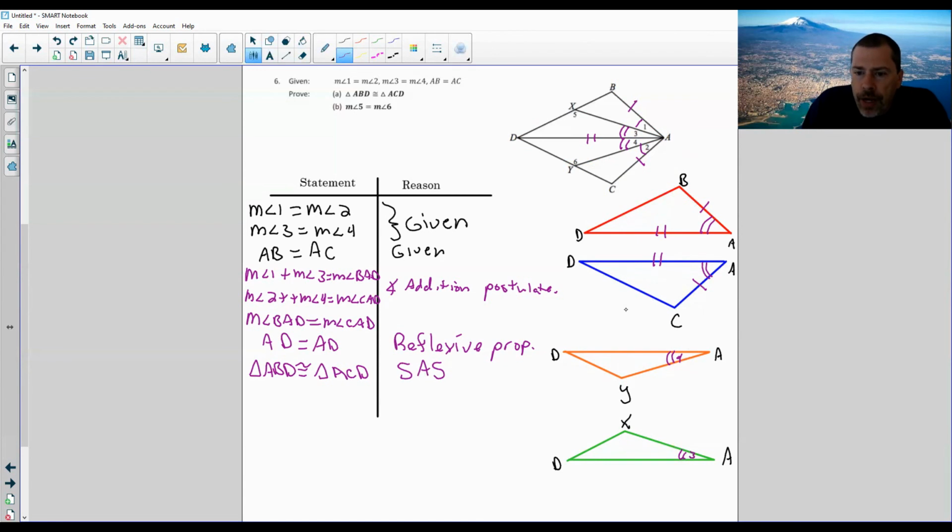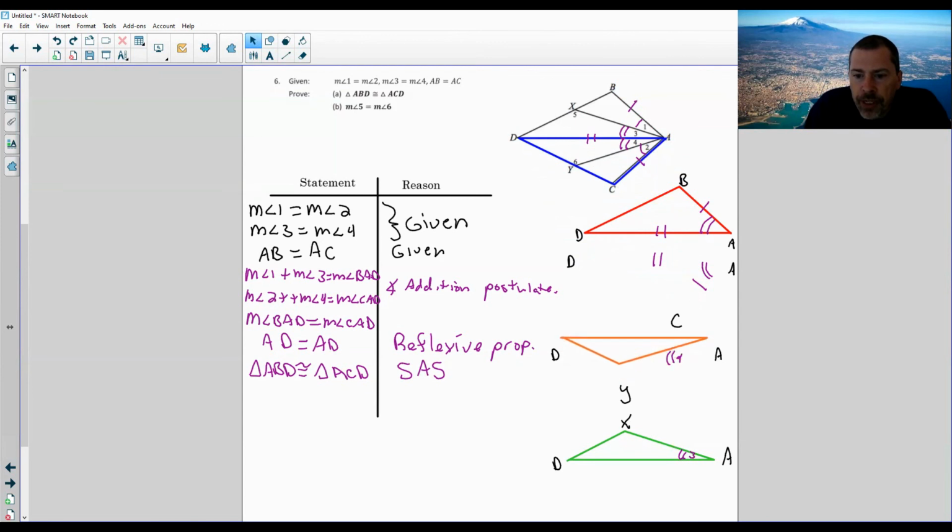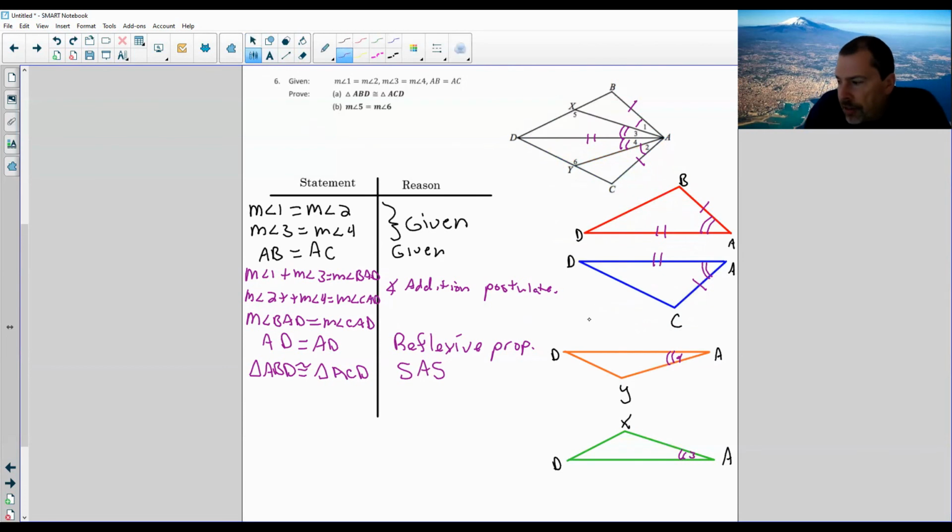Now that I've done that, what will that benefit me? If I slide this up for a moment, and I put this triangle here, see how those overlap? The angle ADY is equal in both. They're the same angle. So that's angle D.